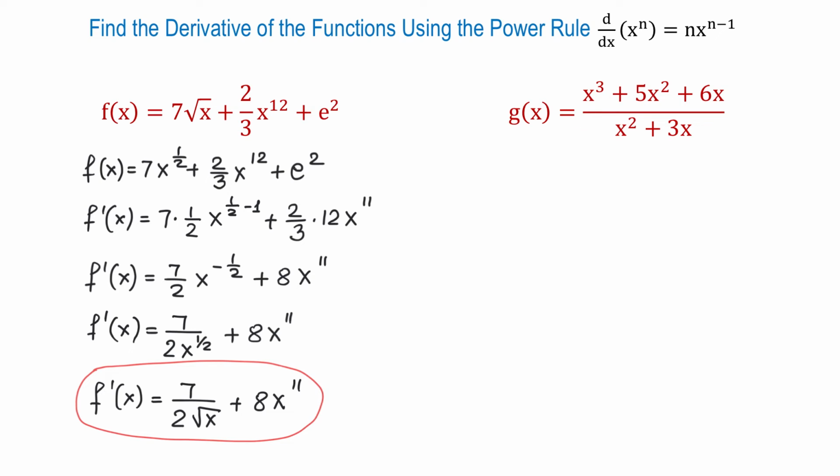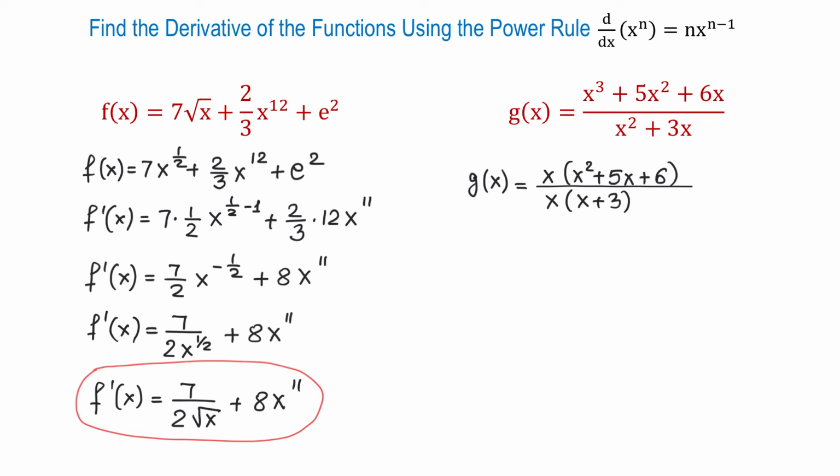The numerator contains 3 terms, and each of these terms has x, so we will start by factoring out x. Then g of x equals x parenthesis x squared plus 5x plus 6. The denominator has 2 terms and each one contains x, therefore we could also factor out x, then in parentheses we will have x plus 3.